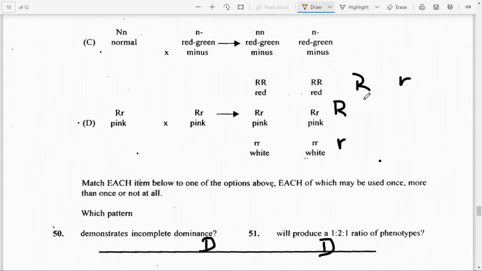you would get big R, big R here. Here you would get big R, small r. Big R, small r. And here you would get small r, small r. So in the phenotype, this one here would be red.